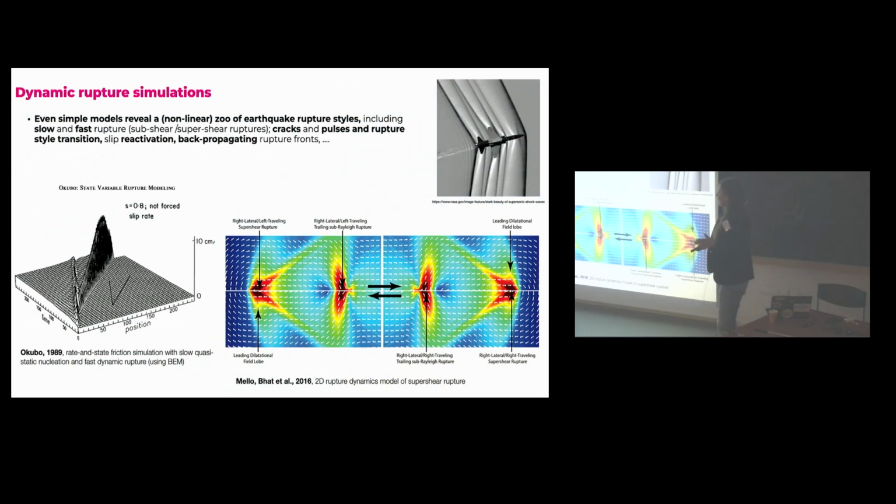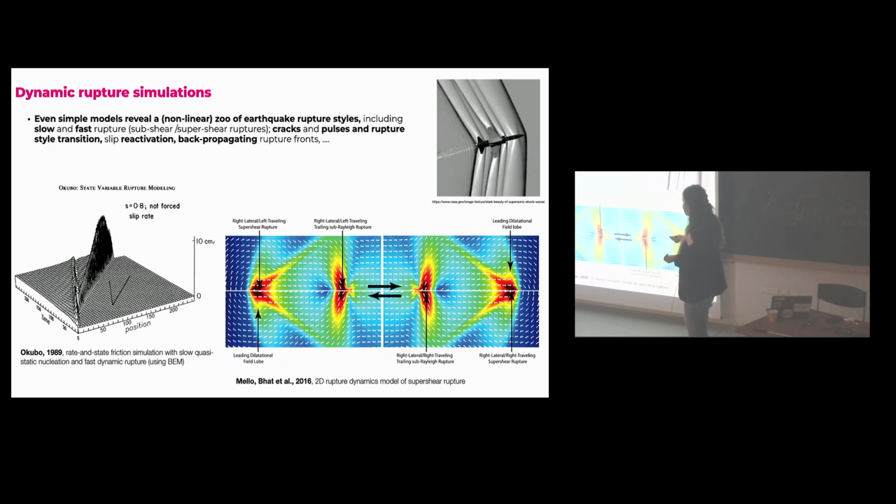Okay, so back to simple models. We've seen that even quite simple 2D linear elastic models reveal quite complicated earthquake dynamics. So this is one of the first dynamic rupture simulations published by Okubo in 1989, a rate and state friction simulation with slow quasi-static nucleation and then fast dynamic rupture.